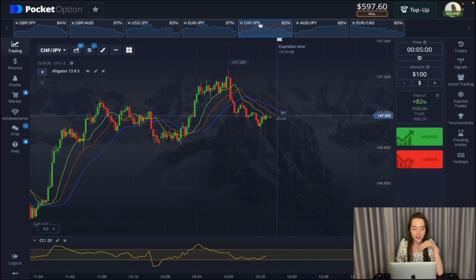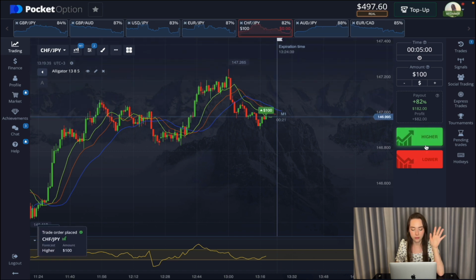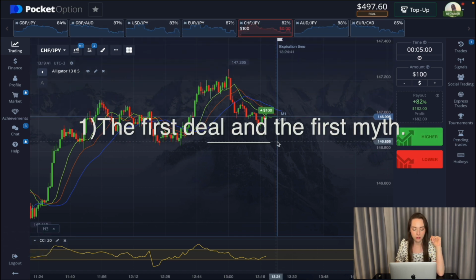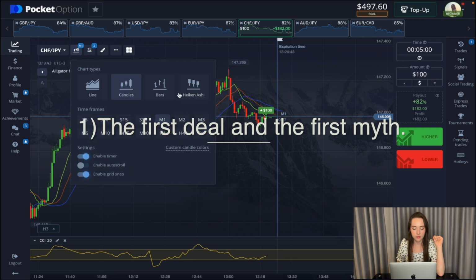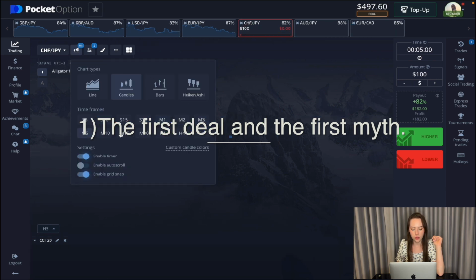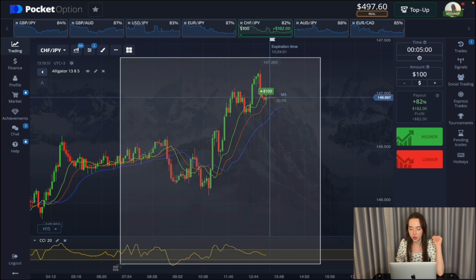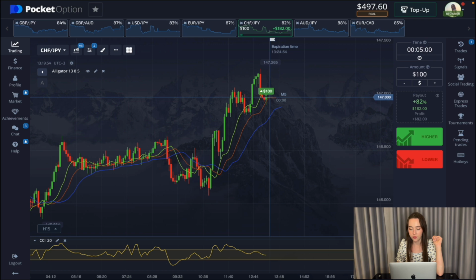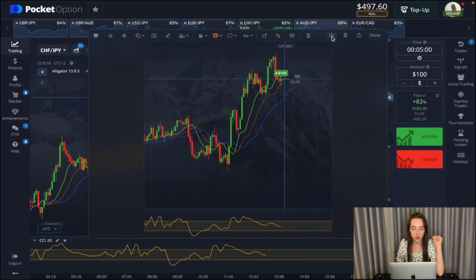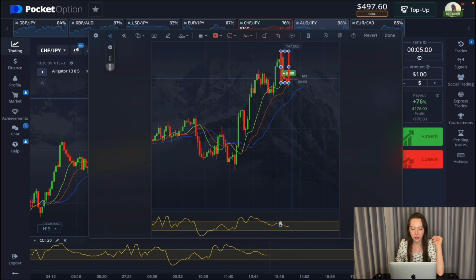So let's get started. The first deal and the first myth. I'll open a deal for a rise, and we see that before that there was a downward movement, then a pullback was formed, and an ascending corridor was also observed. The price went down without reaching its maximum, so I expect a reversal. The alligator is in the same position, so just wait. But for now, the first myth.